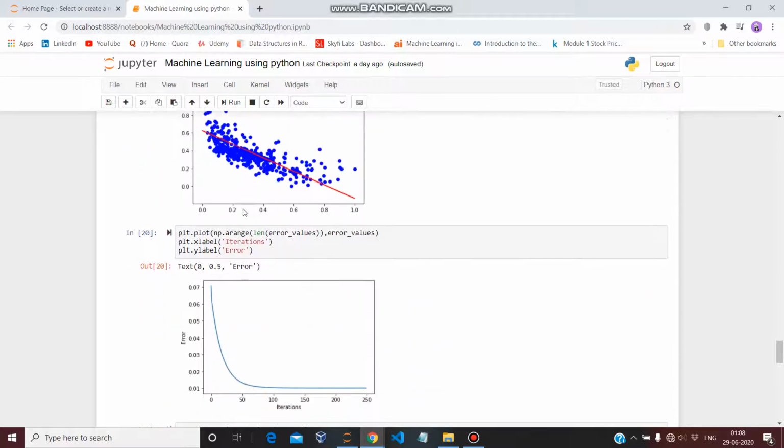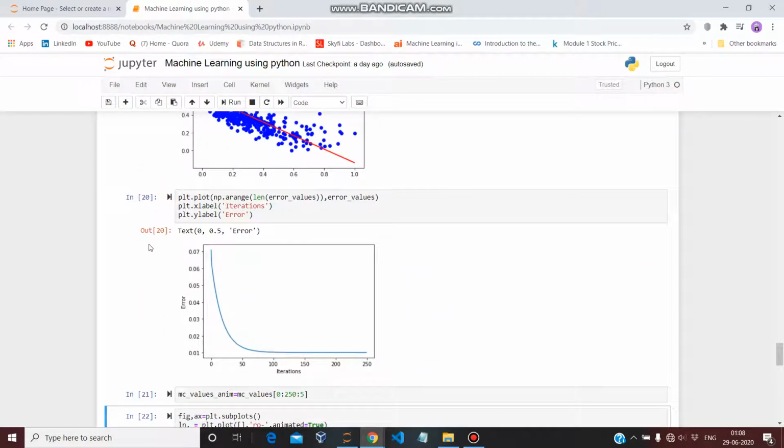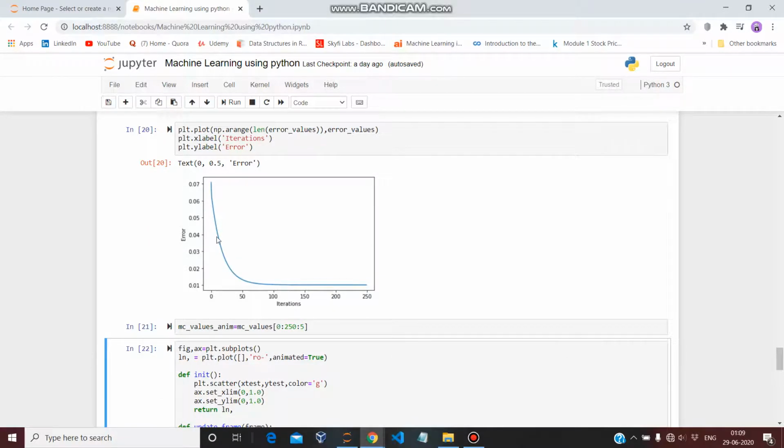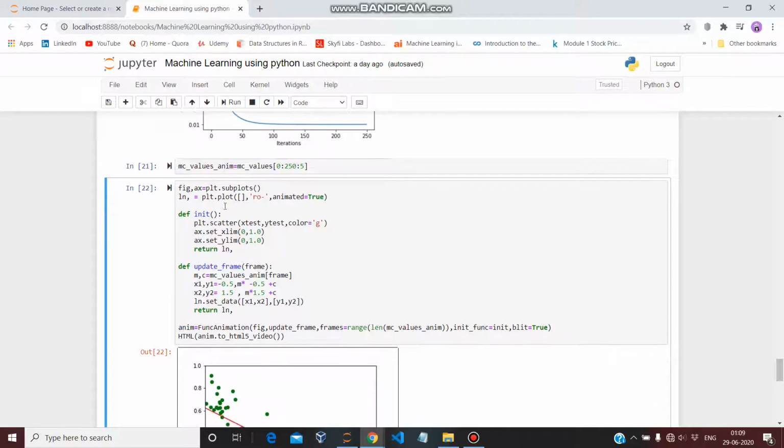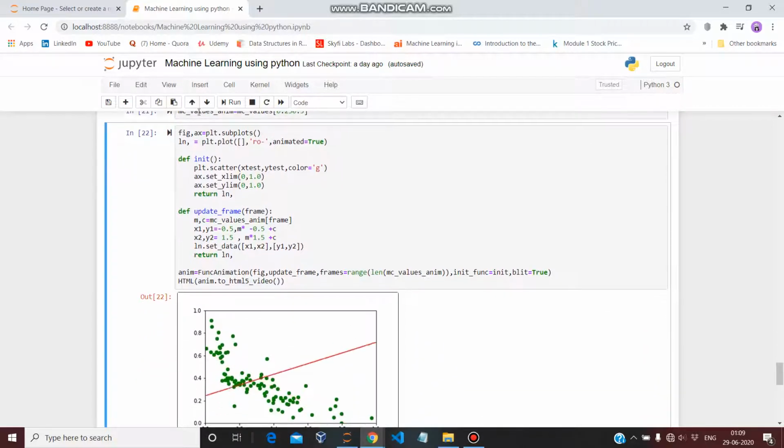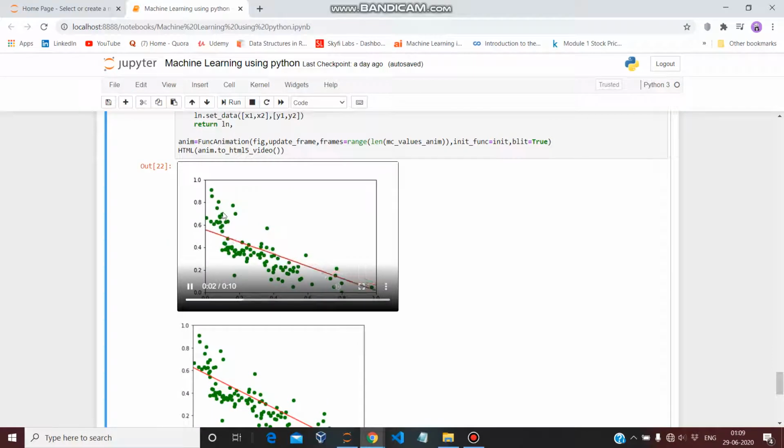Finally, this is the graph between error and iteration. As the number of iterations increases, our error decreases exponentially. Here is our linear regression line and how it changes with the number of iterations.